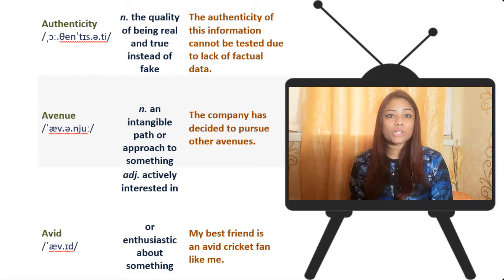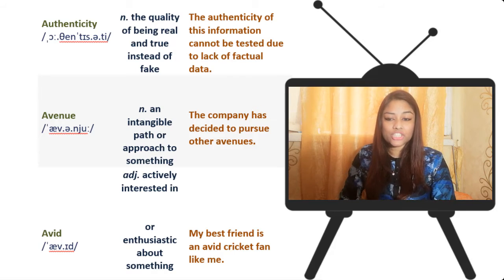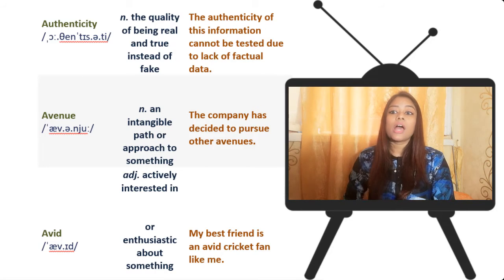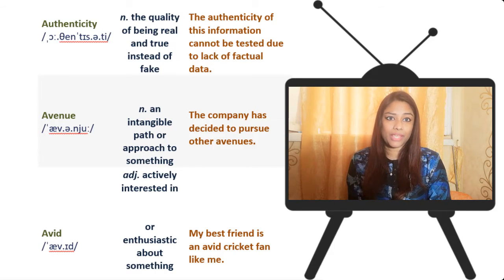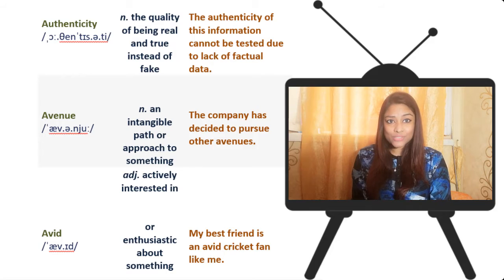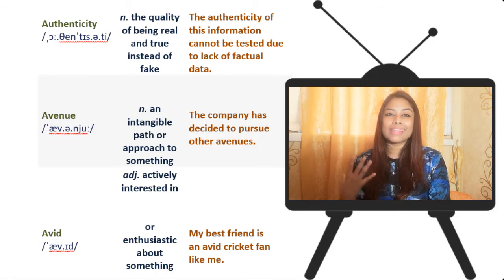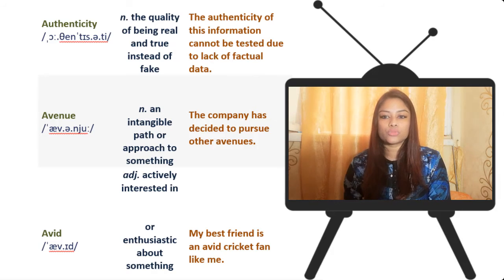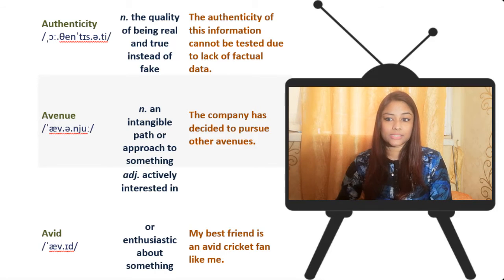Now the third word is avid. Avid or avid. So avid is the British pronunciation and avid means actively interested in or enthusiastic about something. So this word can be used to express strong liking or strong interest. Now avid is an adjective and let's see how we can use it in a sentence.